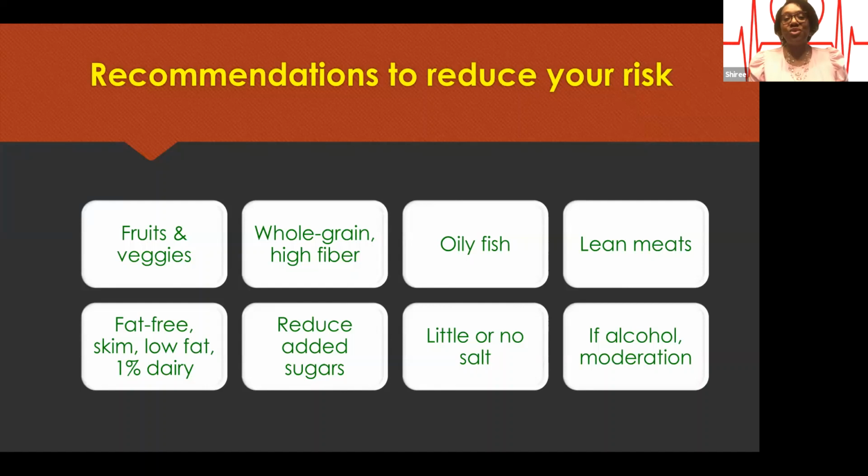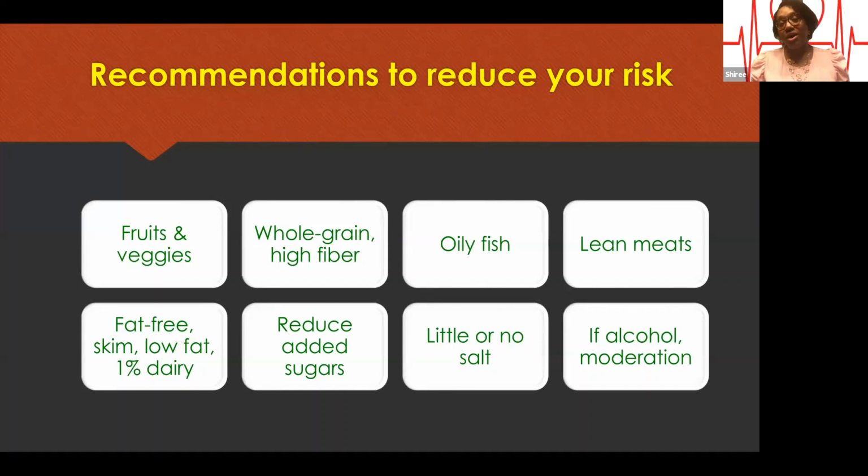Recommendations to reduce your risk: eating fruits and veggies, unadulterated. Let me say that. People say, "Oh yeah, I eat fruit, but I put sugar on it," or "I eat vegetables and I put salt and butter on it." So what does that do? You now turn a healthy, great food into an unhealthy food. So when I say fruits and veggies, it's in their unadulterated state, meaning how they come naturally.